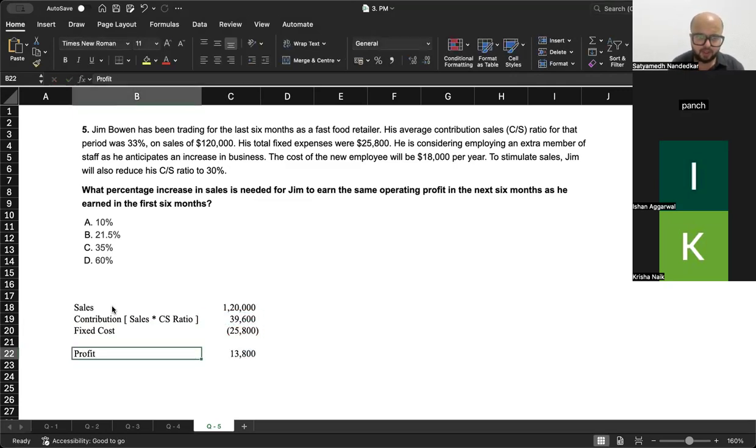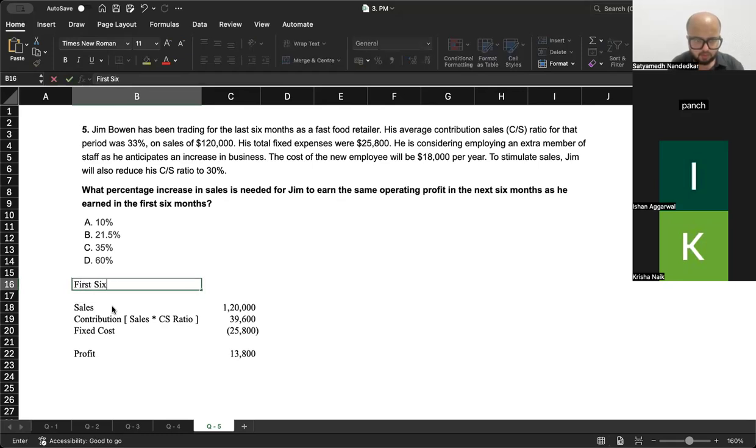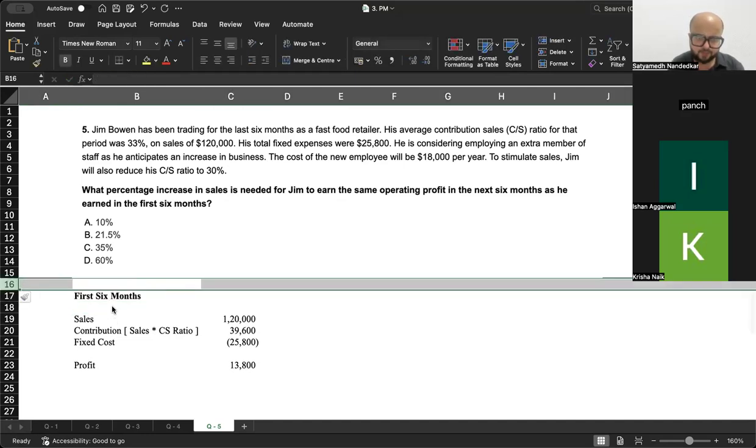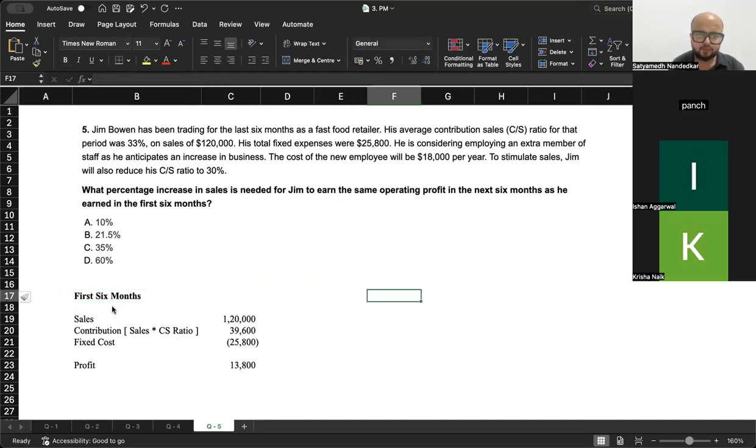13,800. Okay, this is the first 6 months. Now you want the same profit for the next 6 months. He is considering employing an extra member of staff as he anticipates an increase in business. The cost of the new employee will be 18,000 per year.